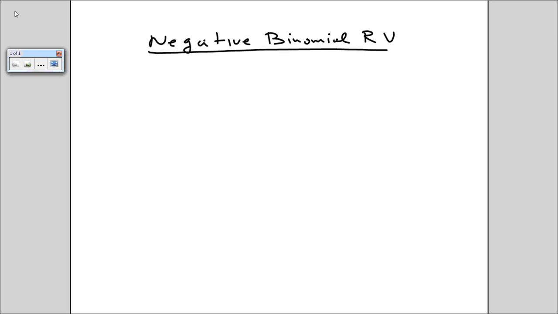The new section is entitled Negative Binomial Random Variables. I need to give some information about this random variable.